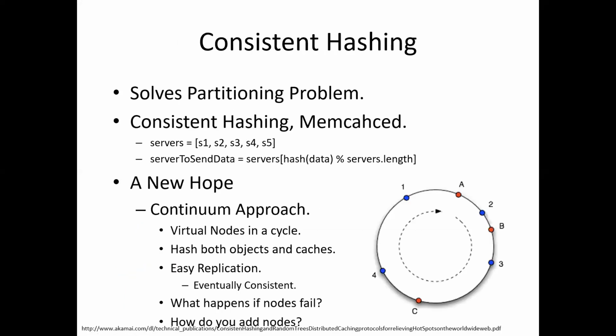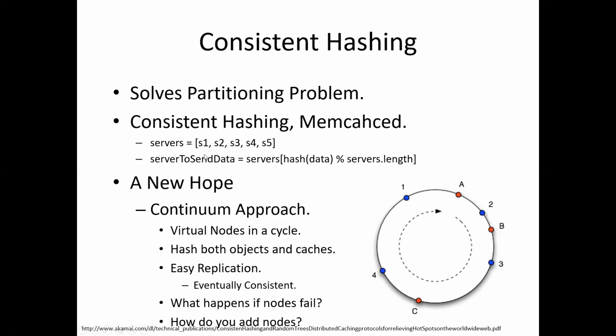So this is called consistent hashing, solving partition problems. Here, consistent hashing is used for memcache, where servers S1, S2, S3, and S4 are there, right? You have a hash probability here, hash of data mod server length. So the server length is 5 in this case, right?